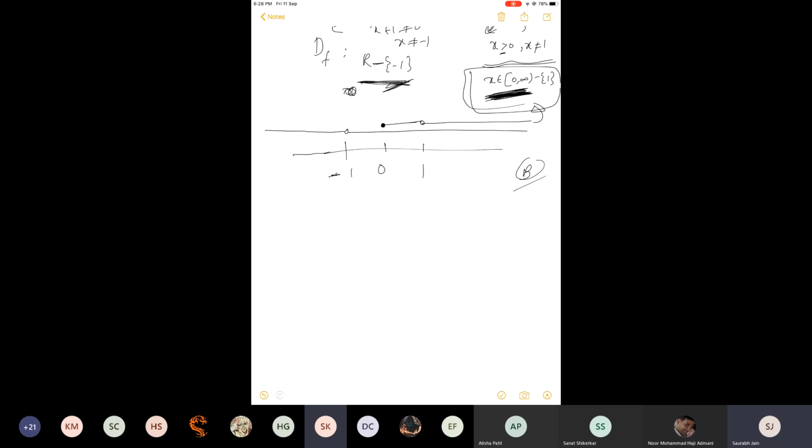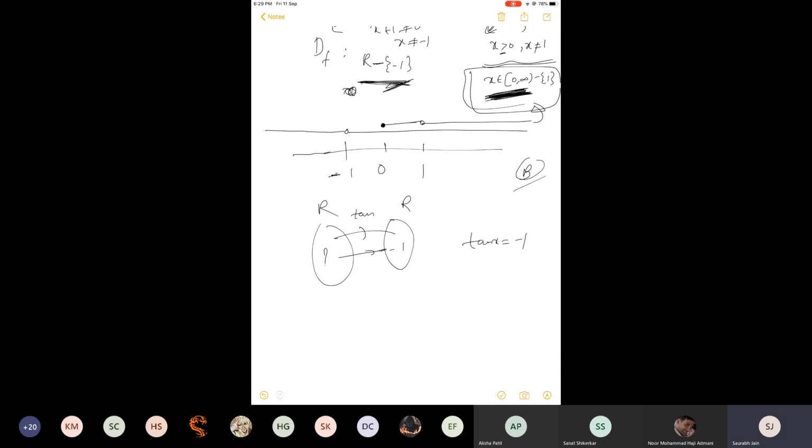Fourth one. Pre-image of minus 1 under f. What is the problem? f is from R to R. The f function is tan x. Pre-image of minus 1. You know what the meaning is? The question is simple. If minus 1 is here, if it is the image of something, what is the pre-image?